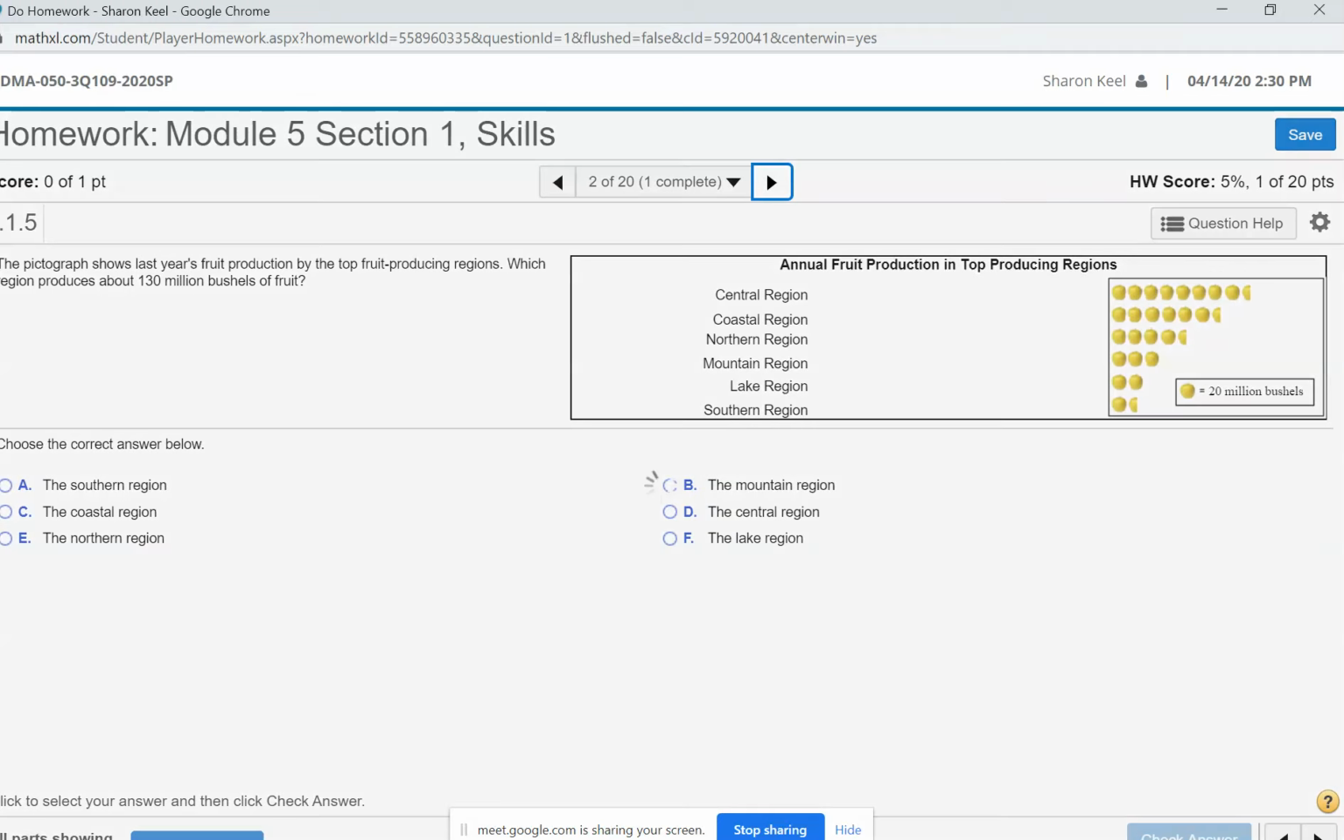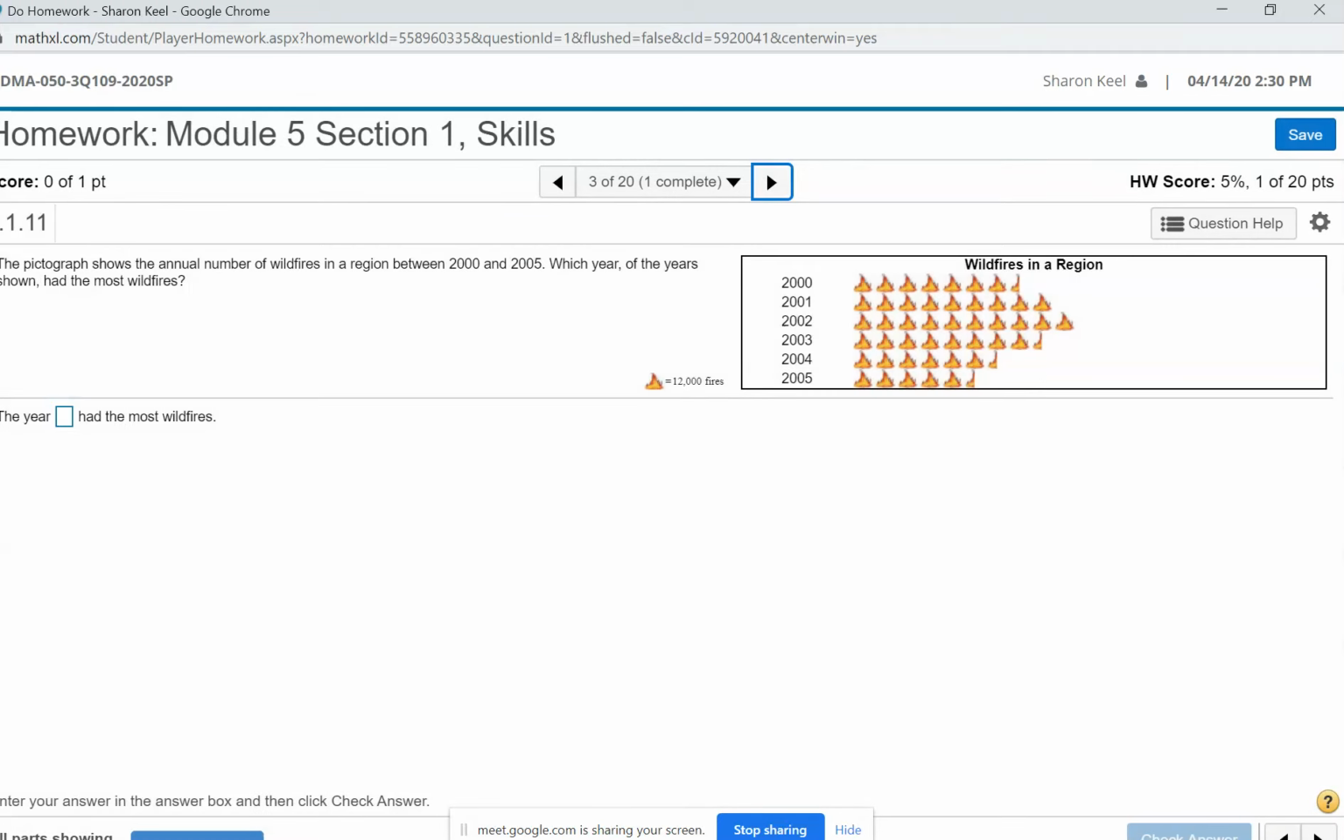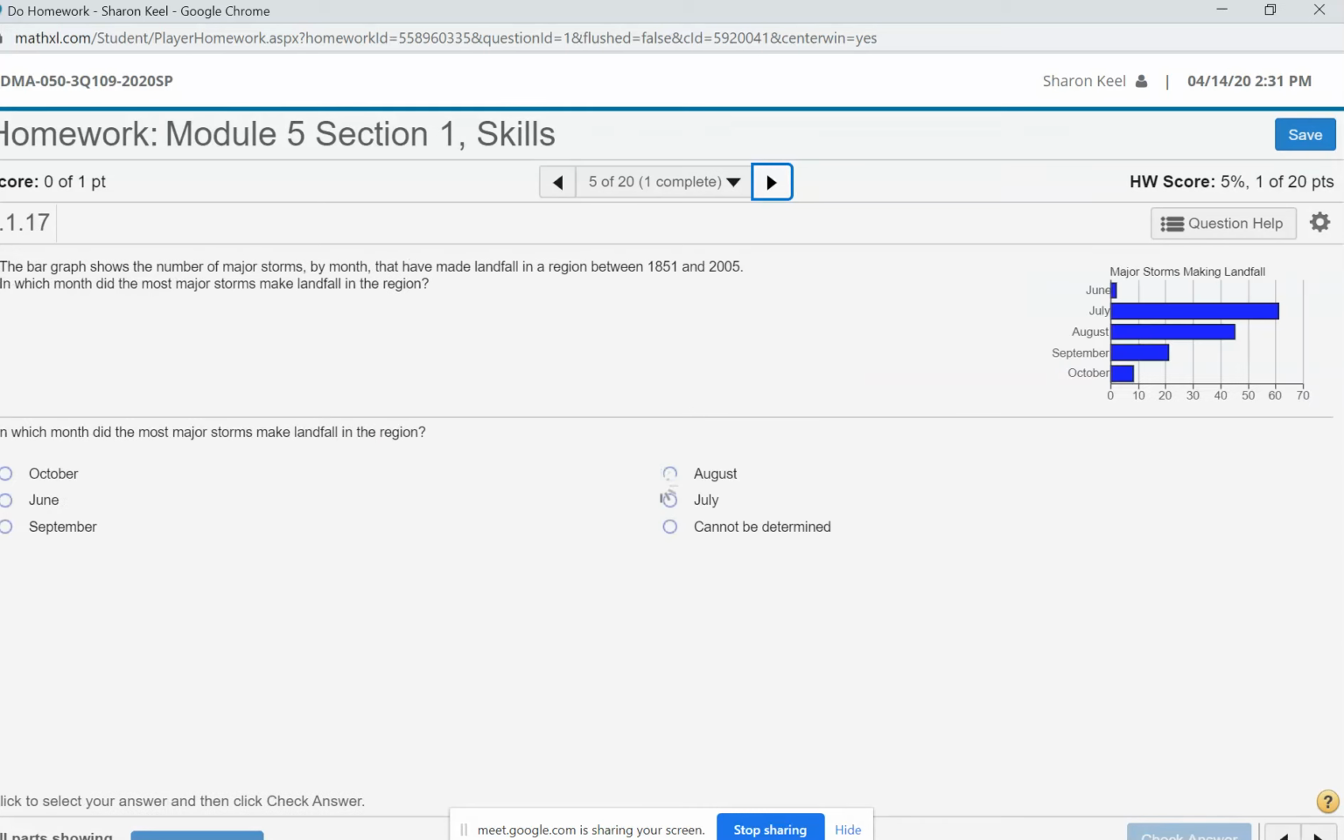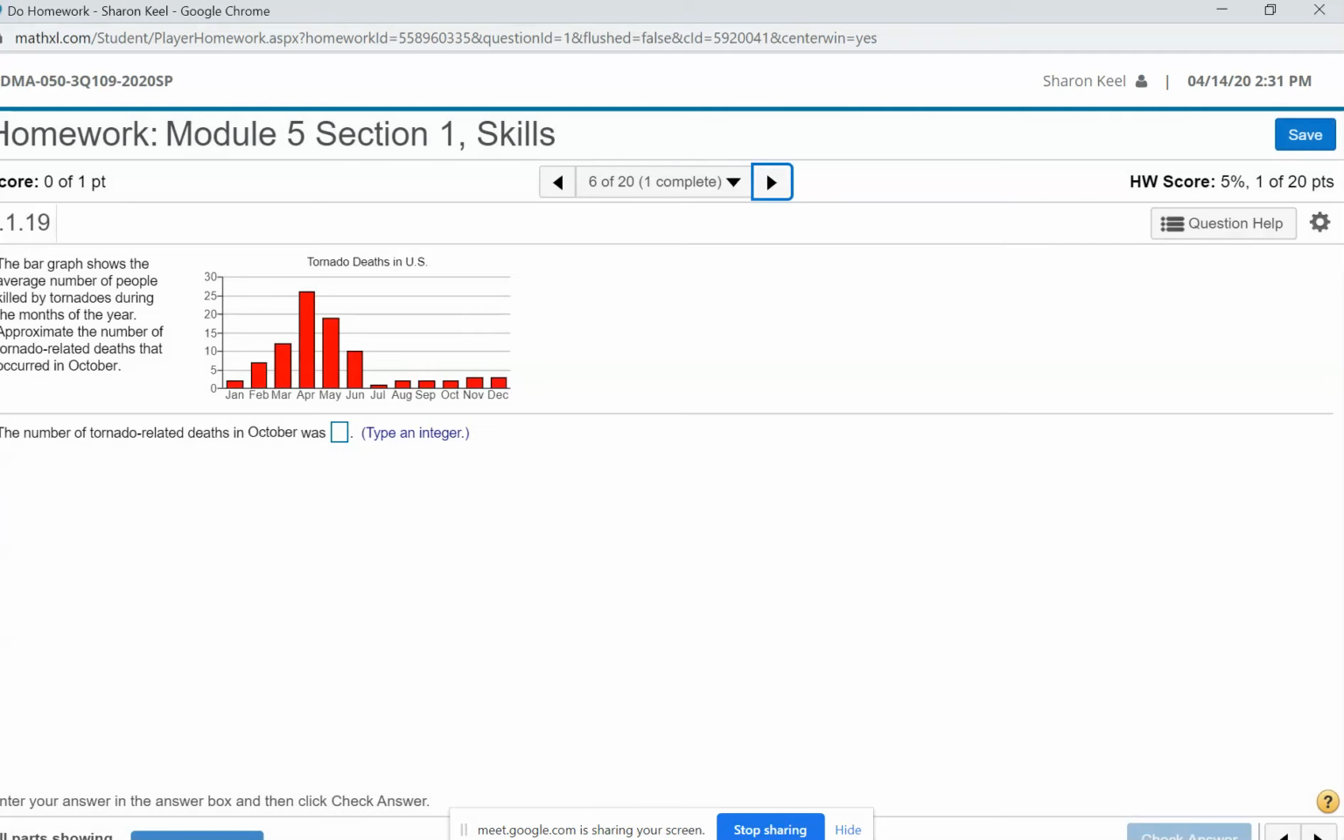So they've got a couple of questions on that. Here's another pictograph using a flame to represent 12,000 fires. Which year had the most wildfires? So just look and see which is furthest out, and that would be the year 2002. More pictographs. Okay, here is a horizontal bar graph that you're using to interpret data. This is a vertical bar graph representing data. And again, you have the months of the year here, and then the number of tornado deaths listed on the left-hand side.